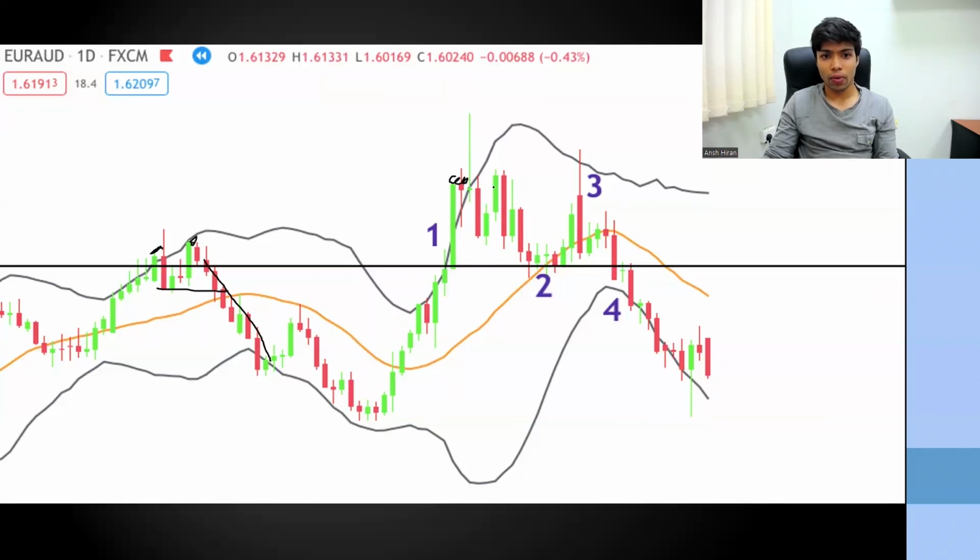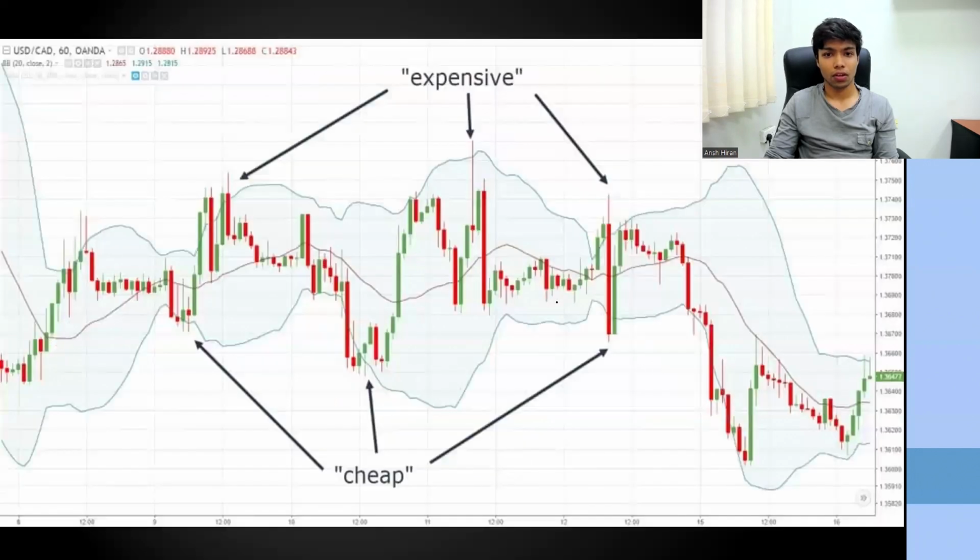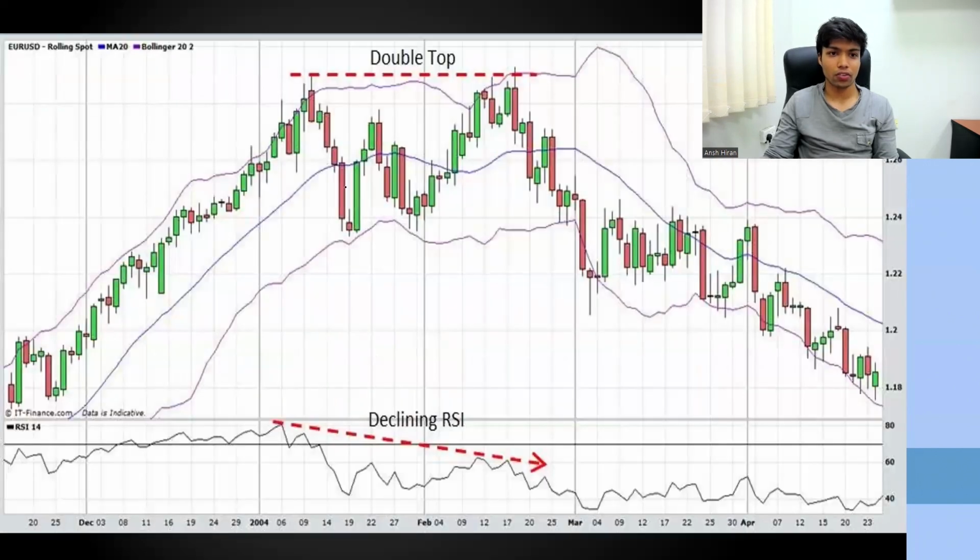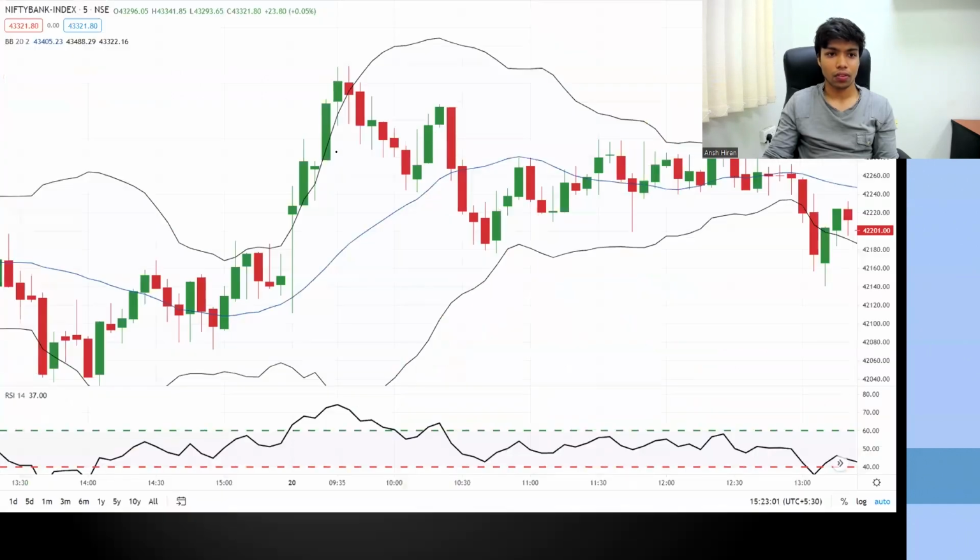First top outside Bollinger Band. Second top inside Bollinger Band. Third top inside Bollinger Band. Neckline is broken, market goes straight down. Okay, this is a little bit confusing. Okay, look at this. First top outside Bollinger Band. Second top inside Bollinger Band. Neckline broken, you get the target.